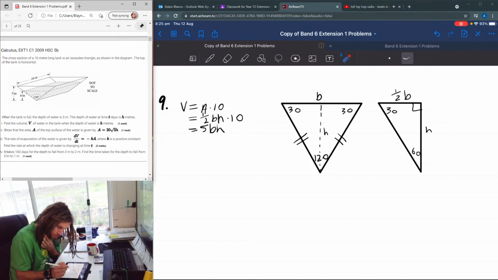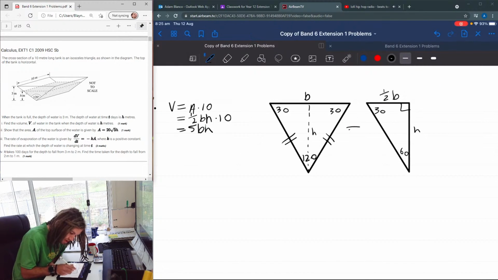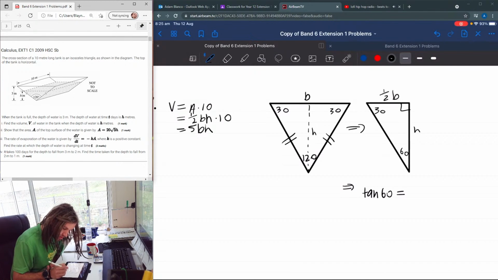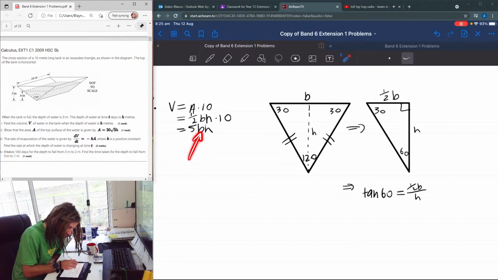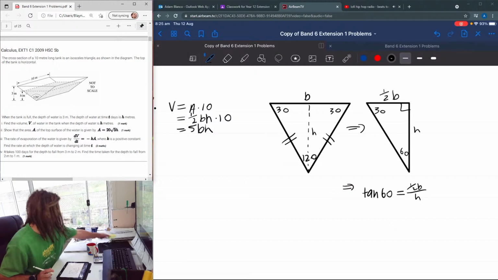You could really use any one of these angles, but I'll just use this one. Opposite over adjacent is tan, so that implies tan 60 equals half B over h. The whole point is to figure out what B is, so I'm going to use this relationship to get B by itself. I know what tan 60 is. Do you know what tan 60 is?